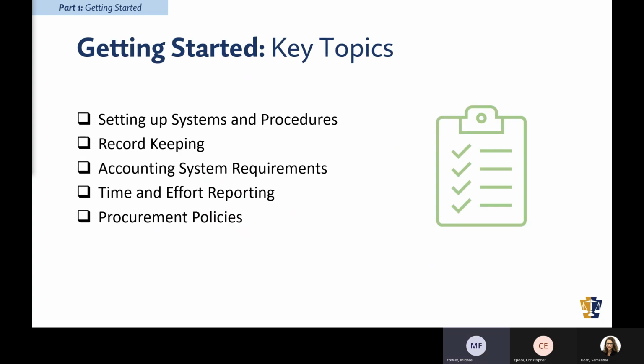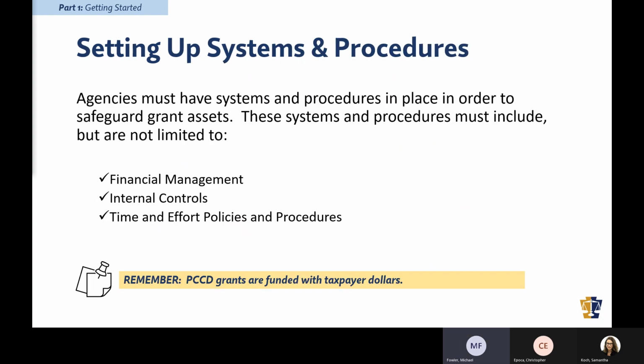In this section, the topics we will be discussing are setting up systems and procedures, the record keeping, your accounting system requirements, the time and effort reporting, and the procurement policies. Because most of this information is directly from DOJ's financial guide, which can be wordy at times, we're going to try to break it down into simple terms for you. The first topic is setting up systems and procedures. In this area, agencies must have financial management and internal controls and time and effort policies and procedures.